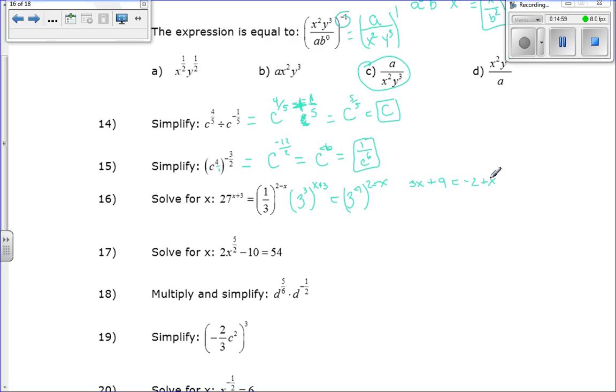I'm going to subtract x from both sides, so I'll get 2x. Subtract 9 from both sides, so I get negative 11. And when I divide by 2, x equals negative 11 halves.